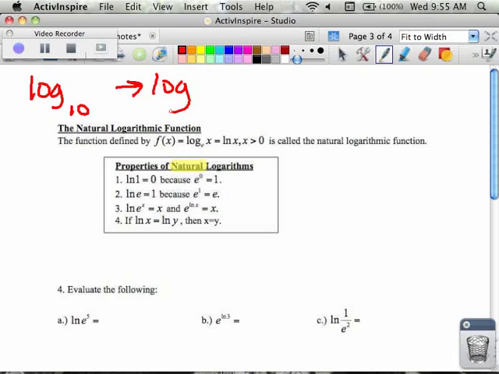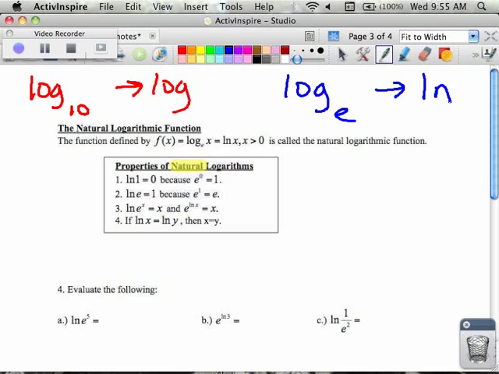Done. You can also work with log base e on your calculator. But we don't write it as log base e. We write it as ln, log natural. So if you ever see ln, that's what it means. These rules are the exact same rules that I just showed you how to do.